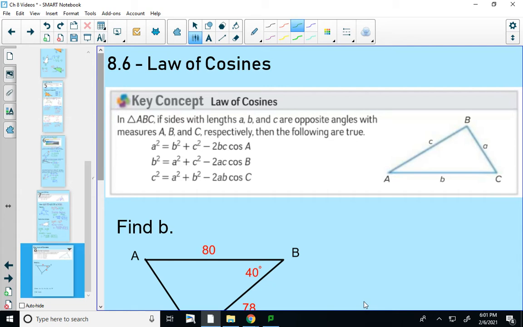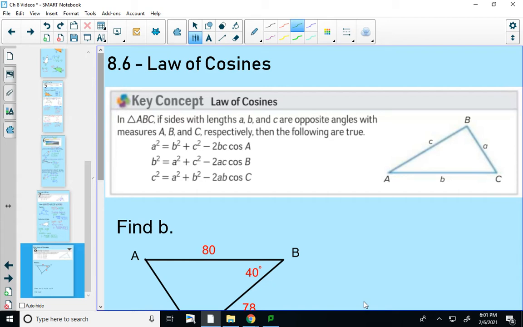So in a triangle with sides lowercase a, b, c, and angles uppercase A, B, C, then a squared will equal b squared plus c squared minus 2bc times the cosine of angle A. And you can rearrange those to be whatever angle you're talking about. They're all the same thing. They're just rearranged for different angles.